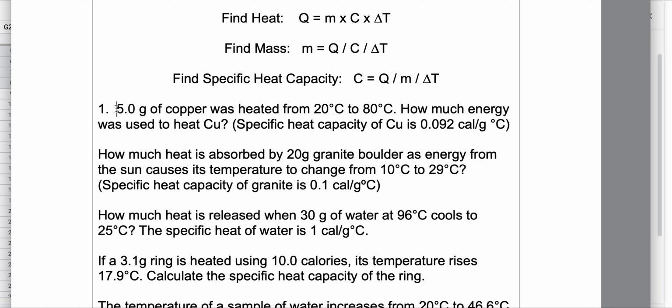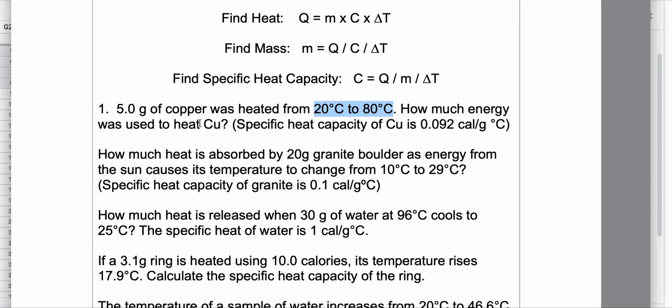Okay? It says 50 grams of copper, so that is the mass. Okay? You're given the mass. Was heated from 20 to 80. There is going to be your change in temperature. Okay? So you can see that it went from 20 to 80. That's a change of 60. That's going to be your delta T.